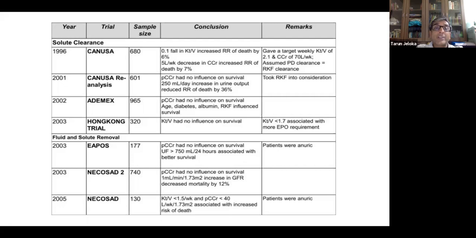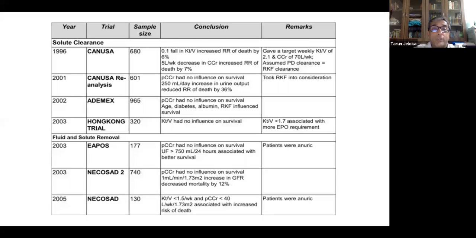That was the Canusa reanalysis. The other one is the Adimax study, which was done in 2002. It had a larger number of patients, 965. Why is it called Adimax? Because it studied the different levels of clearance, adequacies, and it was done in Mexico, and that is why it is called Adimax study.